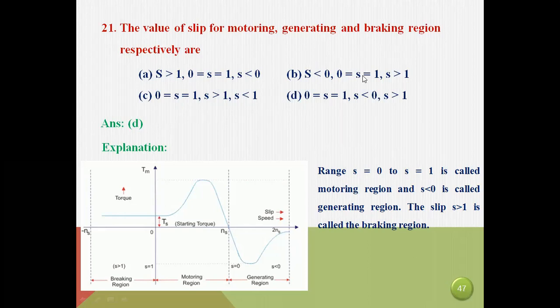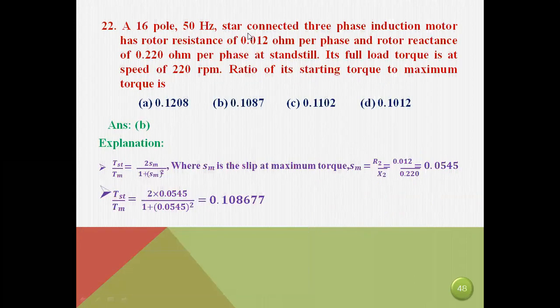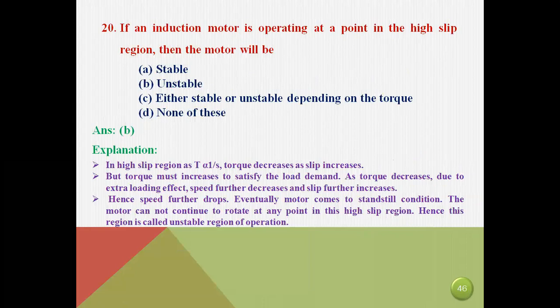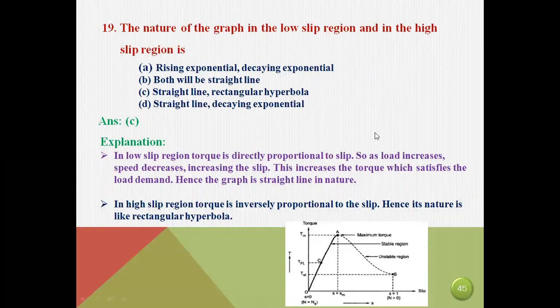So if the value of slip is less than 0, if you see all these, only here you will get the braking region, generating region. And for the braking region, you will require slip greater than 1. And about motoring, we have seen you will get slip equal to 0 or slip equal to 1. You can observe this waveform. See here, you will get slip equal to 0 or slip equal to 1.